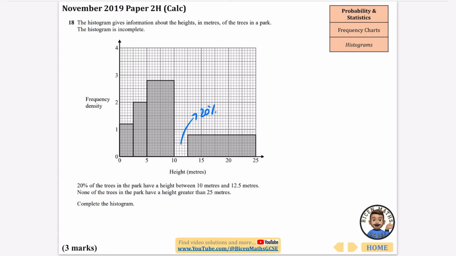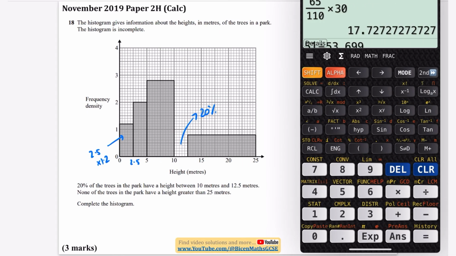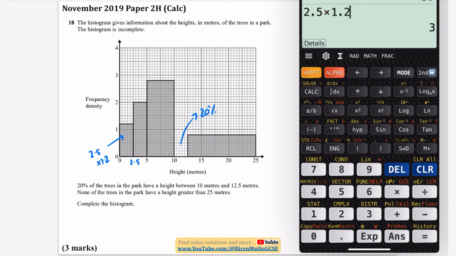So I'm going to work out some different areas that we've got, okay? Each time I draw on a bar, it's going to be the area. So it's going to be a 2.5 for this, multiplied by, that looks like it's going to be a 1.2. So this part is going to be 2.5 times 1.2. Let's do that on the calculator. 2.5 times 1.2, that is 3. My next bar is going to be a 2.5 multiplied by 2. So it's going to be a 5.